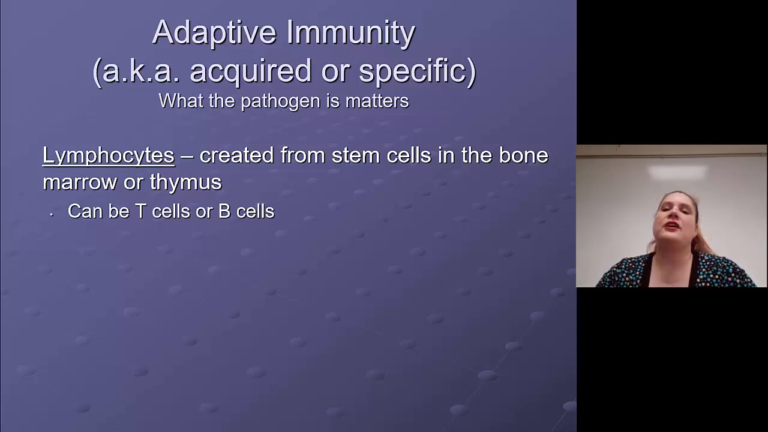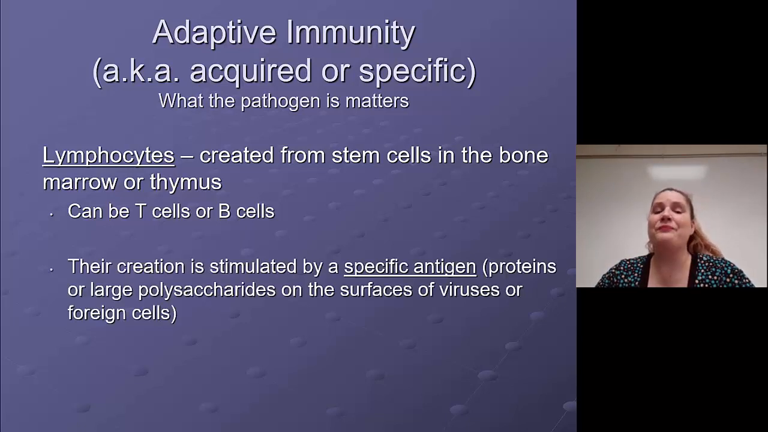Lymphocytes come in 2 kinds. There are T cells and B cells, okay? Well, 2 kinds that we're going to talk about. And then we're going to talk about different kinds of T cells and B cells, okay?